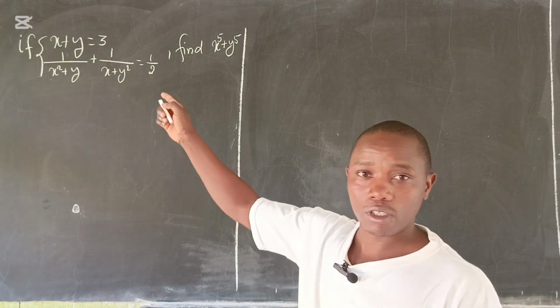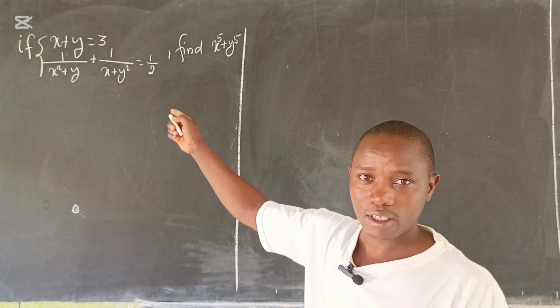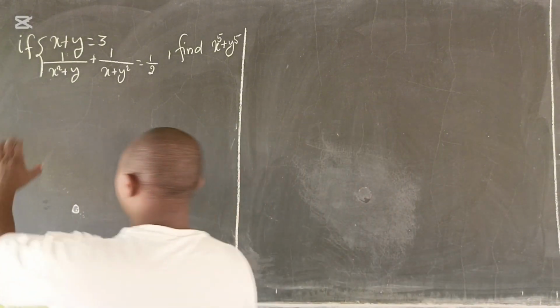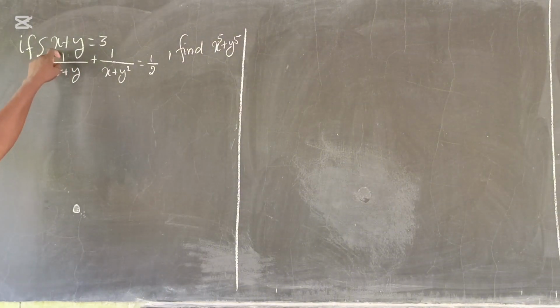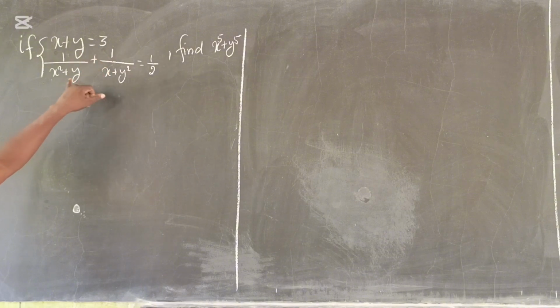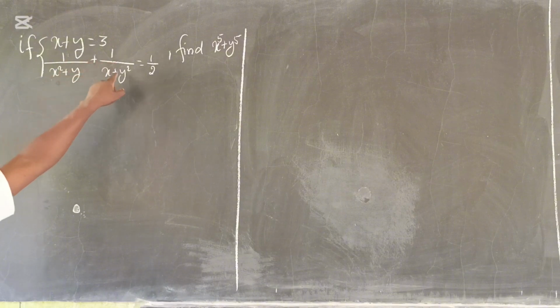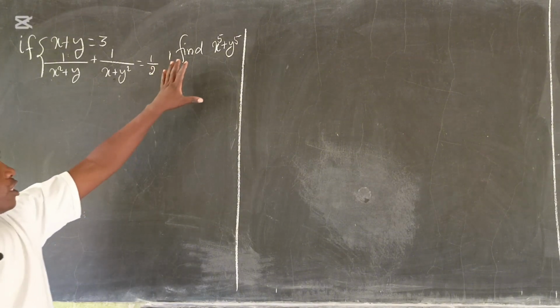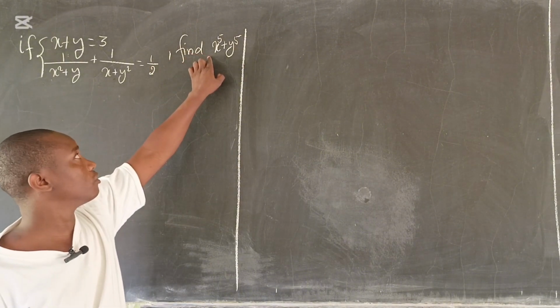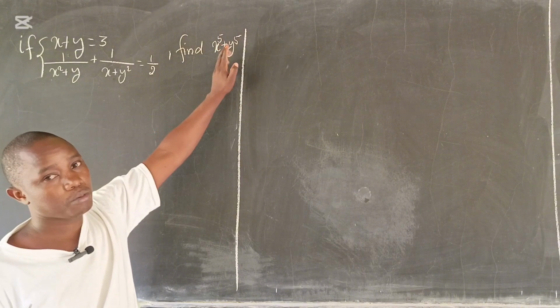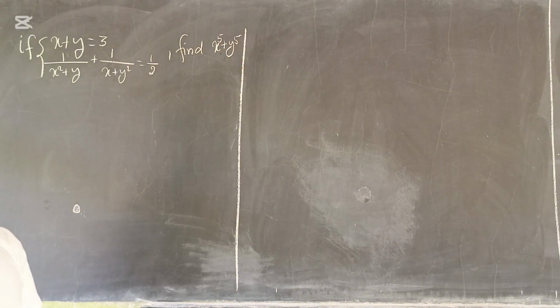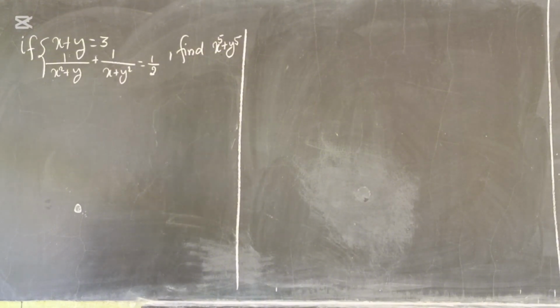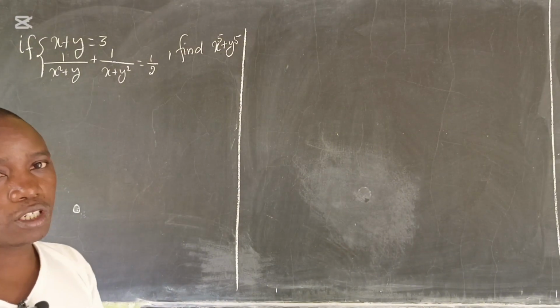Now we have a question of this kind. If x plus y is equal to 3 and the reciprocal of x squared plus y plus the reciprocal of x plus y squared is a half, we need to find the value of x power 5 plus y power 5.